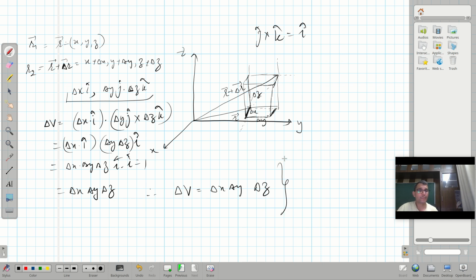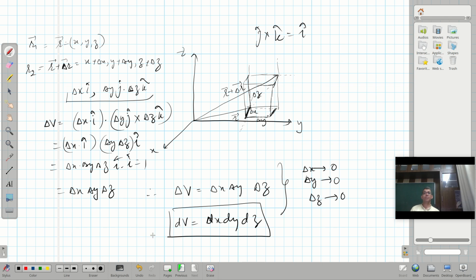But sometimes we have to take an infinitely small volume, so for that delta x approaches 0, delta y approaches 0, delta z approaches 0. Therefore this will become dv, and we can write it as dx, dy, and dz. So this is how we look at the small area and the volume element. For a small area element, we take the help of the cross product, and for the small volume element we take the help of the scalar triple product. So we have used the idea of the scalar triple product.